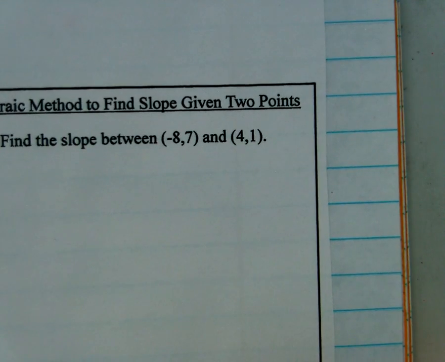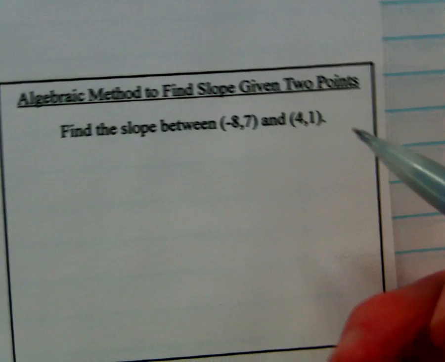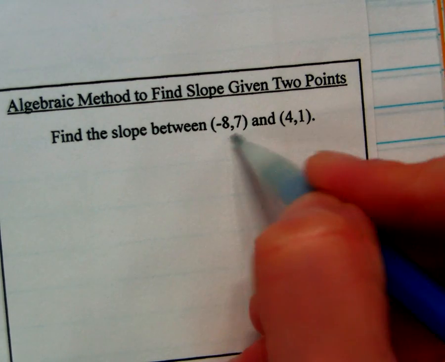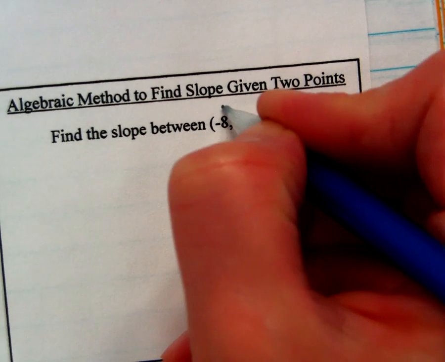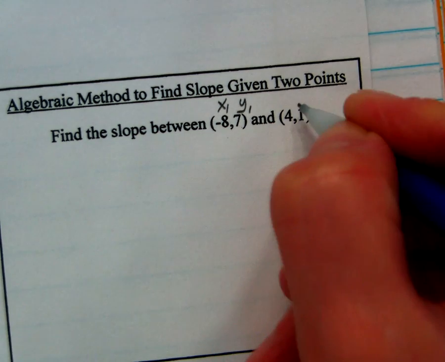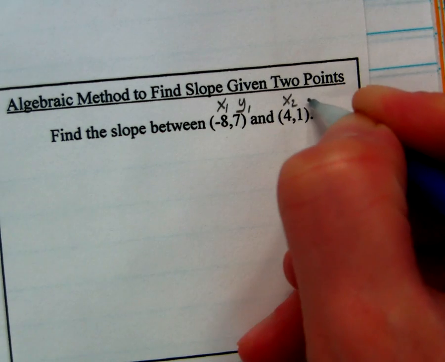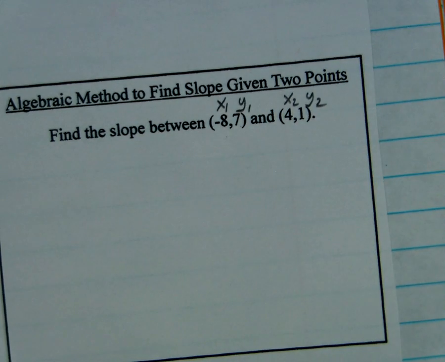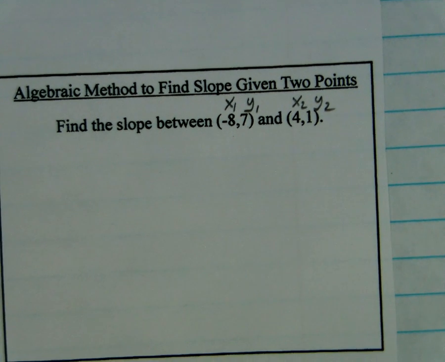Okay, so you guys are going to help me set up the next one. So find the slope between negative 8, 7 and 4, 1. So negative 8 would be my x1, 7 would be my y1, 4 would be my x2, and 1 would be my y2. Okay. All right, and so tell me how to set up the top of the fraction.